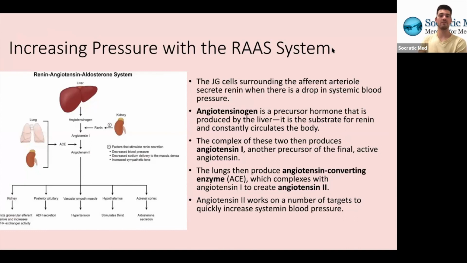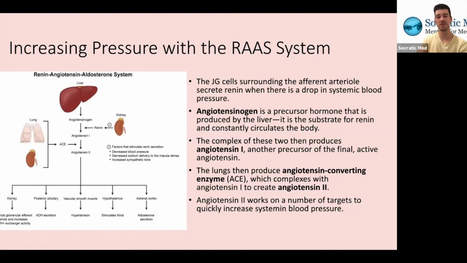And now for the main event, the renin-angiotensin aldosterone system. The JG cells surrounding the afferent arteriole secrete renin when there is a drop in systemic blood pressure. So renin is just that chemical. The substrate for renin is angiotensinogen. So renin is the enzyme that attaches to angiotensinogen, which is a precursor hormone that is produced by the liver. So it's constitutively produced by the liver, and it's basically just chilling in your body, circulating, waiting for renin.